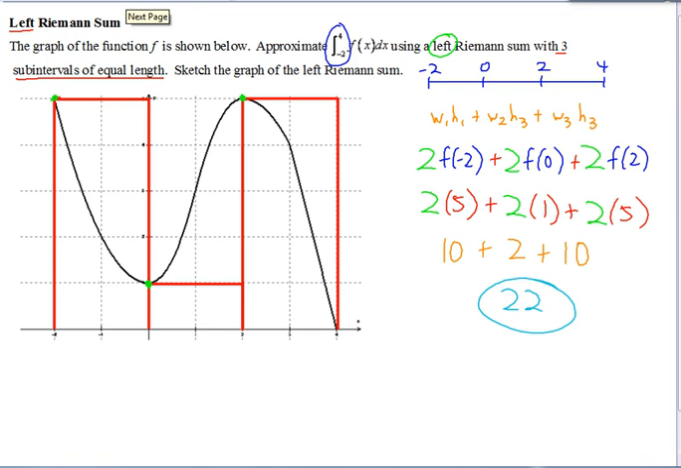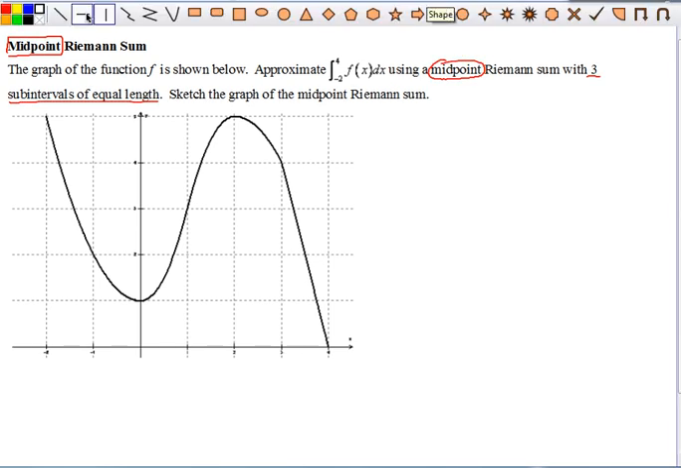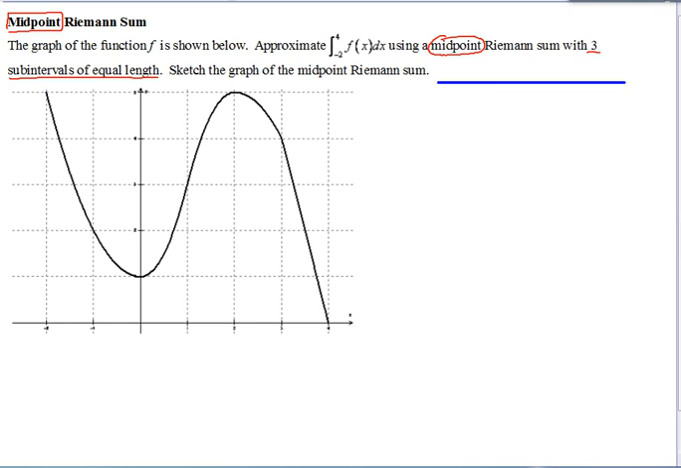There's one third and final Riemann sum that's also rectangles, and that's referred to as the midpoint Riemann sum. So again, let's draw our number line. We're going to still use 3 subintervals of equal length, but this time using the midpoint Riemann sum. So let's draw our number line now. We still have the same 3 subintervals, -2 to 0, 0 to 2, and 2 to 4.